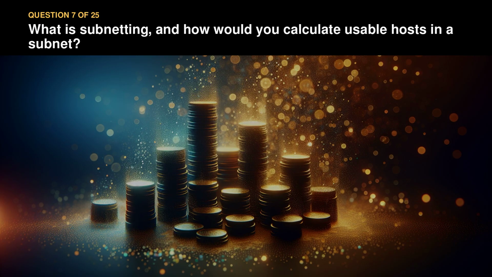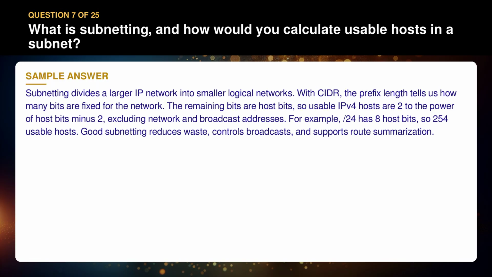Question 7. What is subnetting and how would you calculate usable hosts in a subnet? Subnetting divides a larger IP network into smaller logical networks. With CIDR, the prefix length tells us how many bits are fixed for the network. The remaining bits are host bits, so usable IPv4 hosts are 2 to the power of host bits minus 2, excluding network and broadcast addresses. For example, /24 has 8 host bits, so 254 usable hosts.